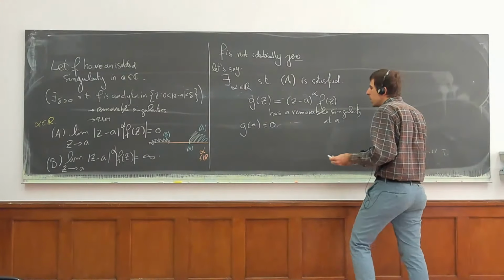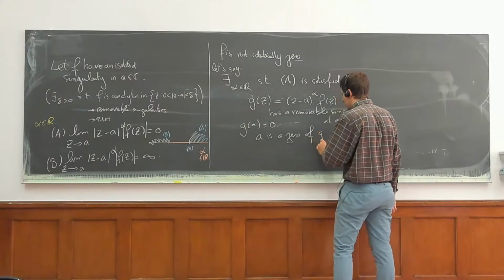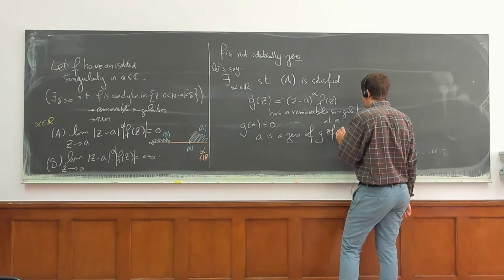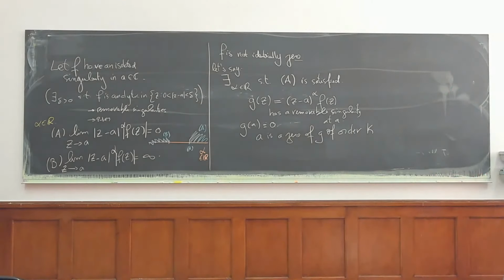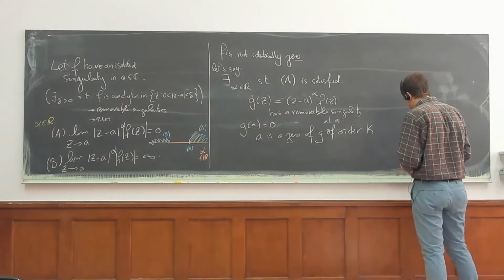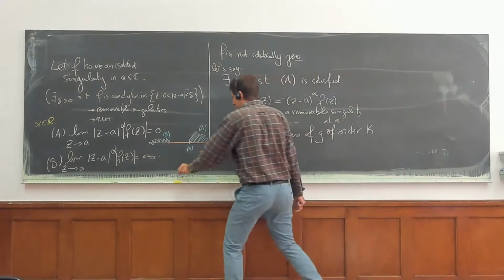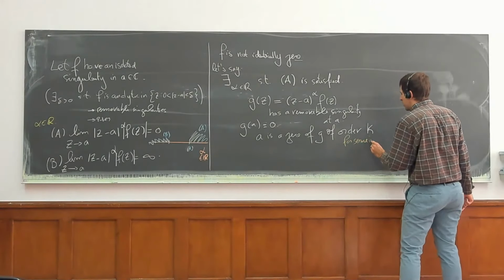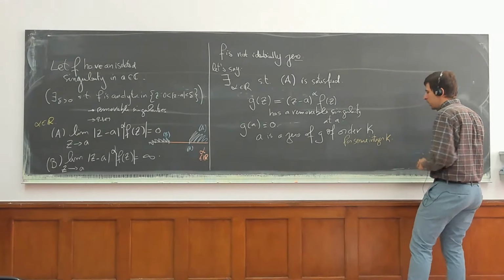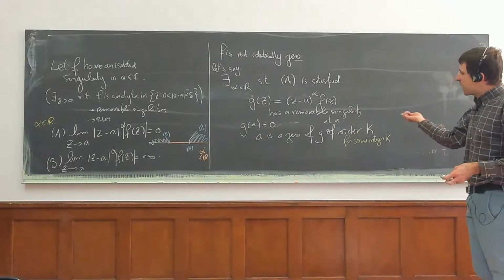Okay, and so a is a 0 of g, say, of order k. Okay, let's say for some k. The point being that this is true for some integer k.